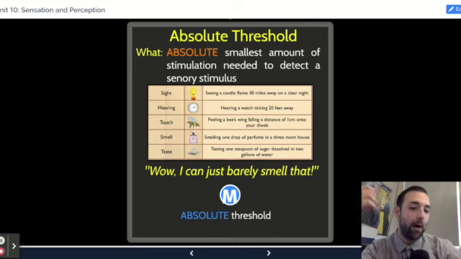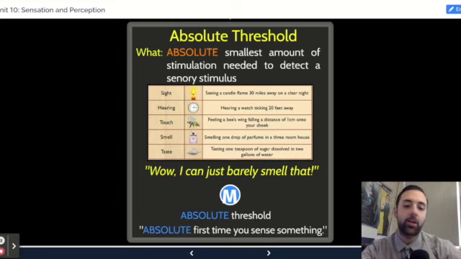So this is the idea of, wow, I can just barely see that. I can just barely taste that. I can just barely feel that. I can just barely smell that. So across all of your major senses, I look at the word absolute and I think of the phrase, it is the absolute first minimal amount necessary for you to sense something, for you to experience sensory stimulation and actually detect it.